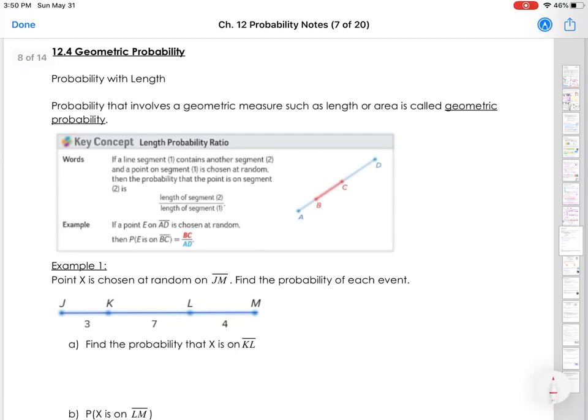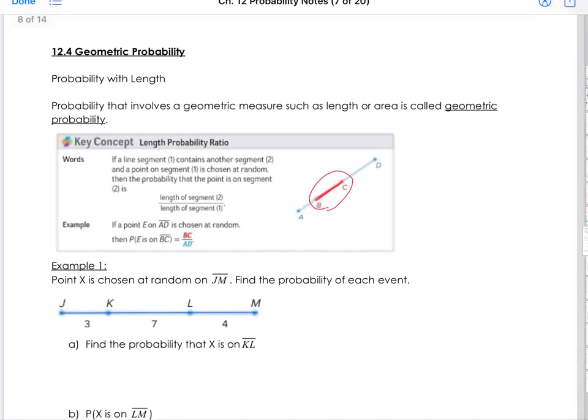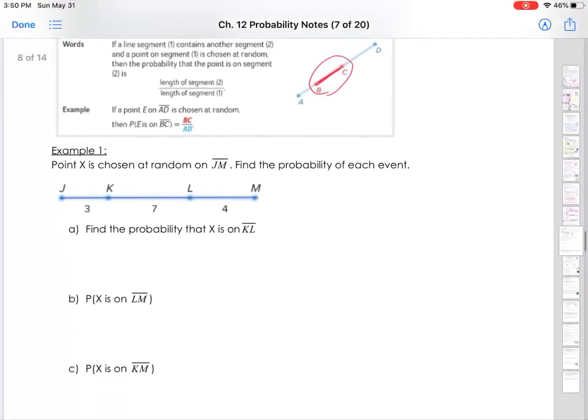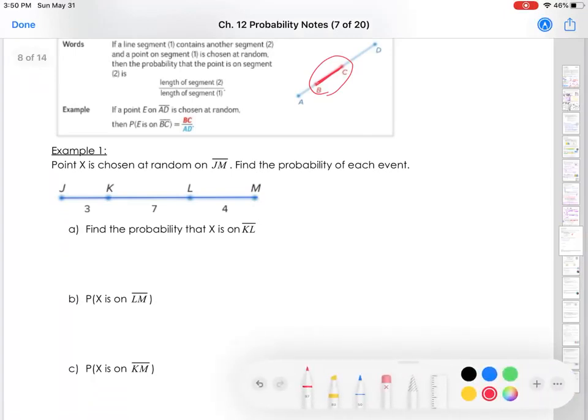So if a line segment contains another line segment and a point on the first line segment is chosen randomly, the probability that that point is on the other line segment can be considered a ratio, the length over the length. So if we take this line that we started with, line AD, and we want to pick a place to put point E, then the probability of E showing up on this little chunk of the line is going to be the length of this little piece over the length of the whole thing.